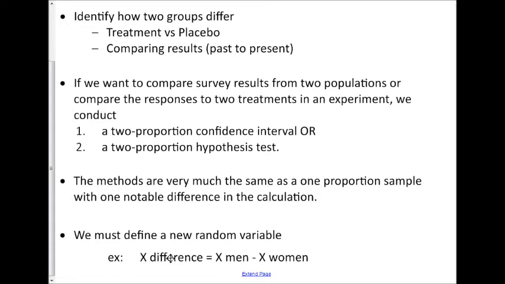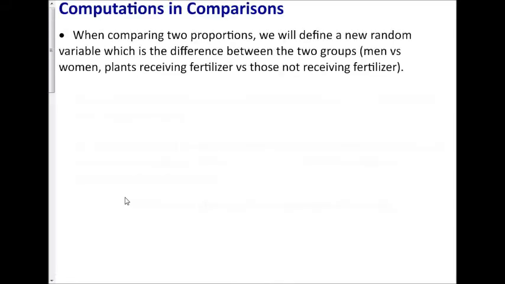You just have to understand that the new sample, the sample that is defined as the difference between two groups, is defined as the sample of men minus the sample of women. Whichever order you want to define that in, you have to set it up first. So that's your first step.